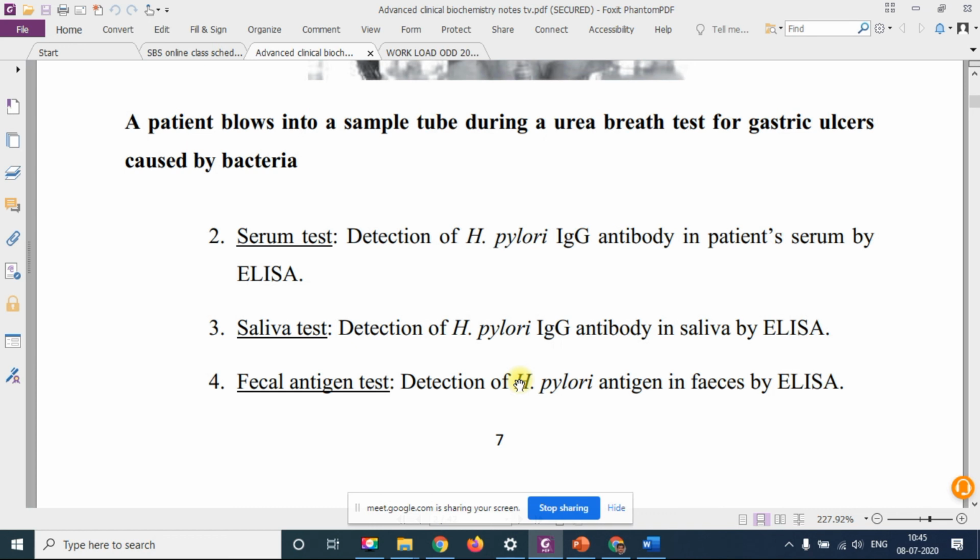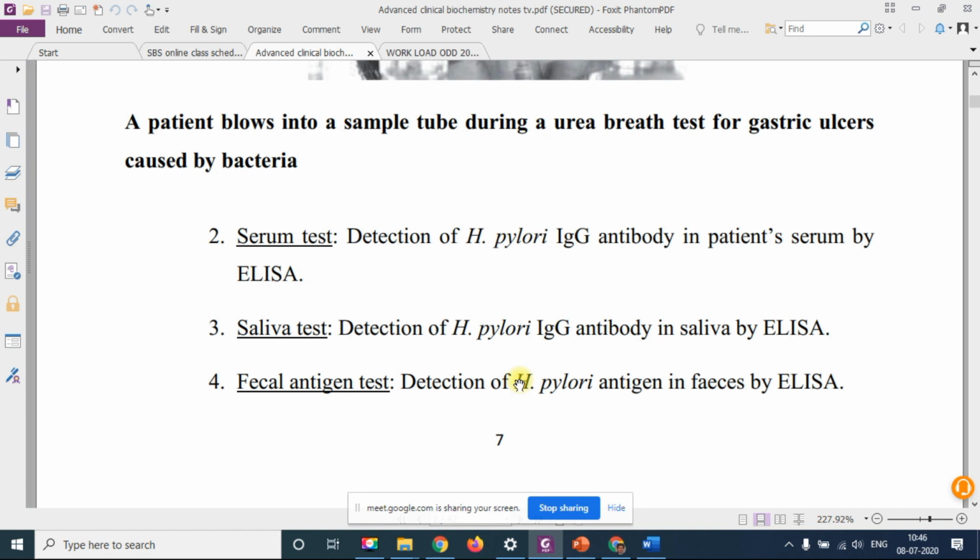That is quantitative ELISA. Based on WHO norms, we have two different components. One is qualitative, which is not a confirmatory test. Quantitative is a confirmatory test as per WHO norms. Next, coming to the saliva test, detection of H. pylori IgG antibody in saliva by ELISA. There is no need to get a blood sample, we can just use saliva, because saliva is a secretion having IgG antibody. We can get the saliva sample instead of serum, that's all.